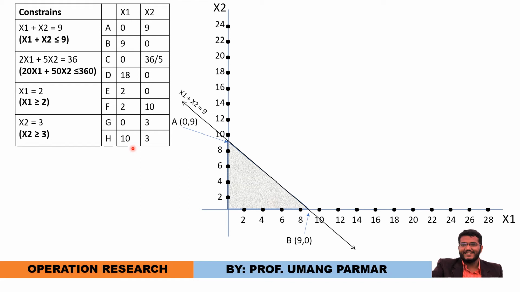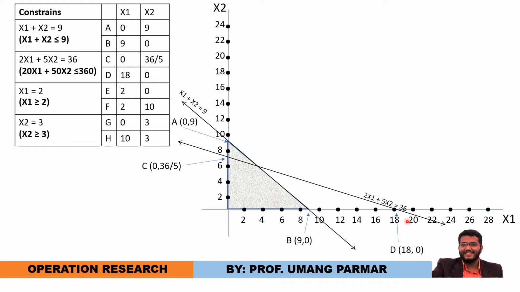Now let's move to the second constraint. So in second constraint, my C point is 0, 36 upon 5. So 36 upon 5, that is 7 point something. So 0, 36 divided by 5, that is a C point that is mentioned here. And my D point is 18, 0.